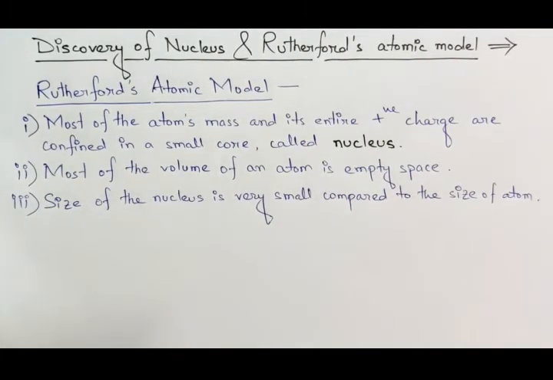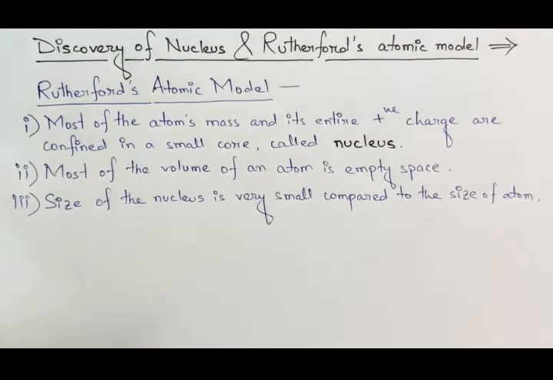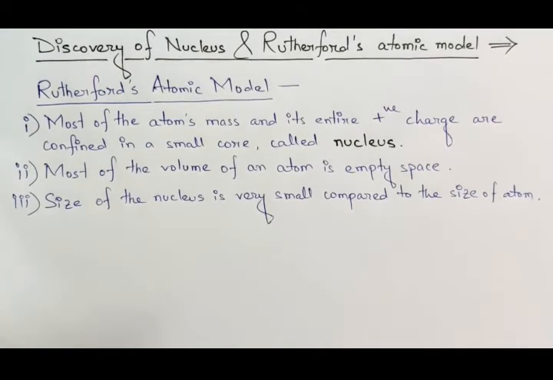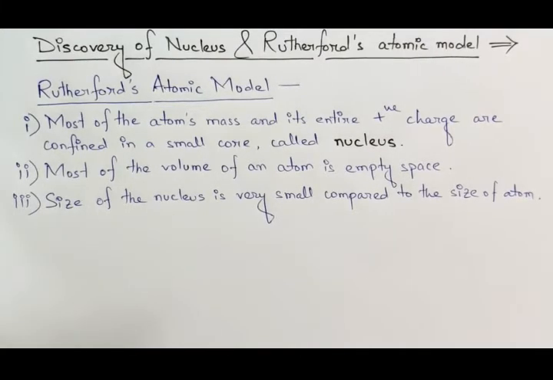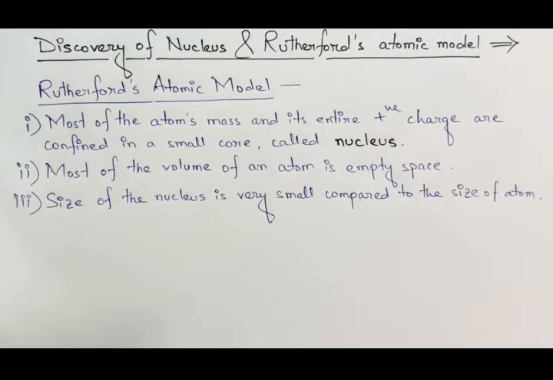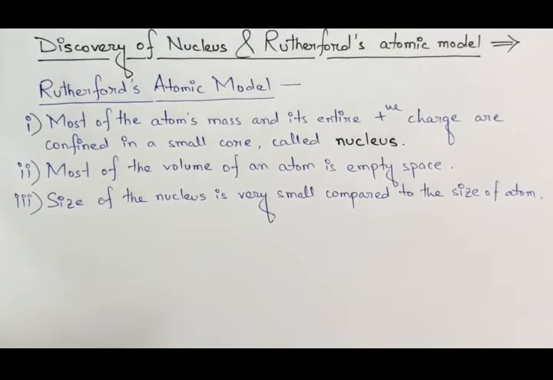Then he said that most of the volume of an atom is empty space. This was also explained by the gold foil experiment, because most of the alpha particles passed through the metal foil without any deviation, right? The next point was that the size of the nucleus is very small compared to the size of the atom. This was also explained by the gold foil experiment, because most of the alpha particles passed straight through the gold foil. So it proved that the size of the nucleus was very small, as most of the space was vacant.